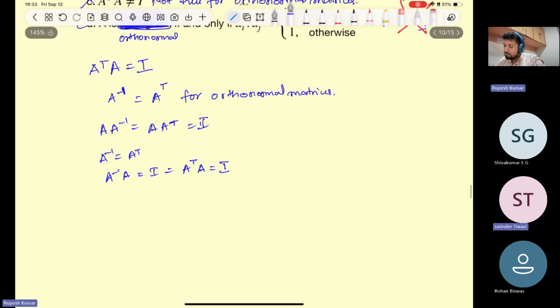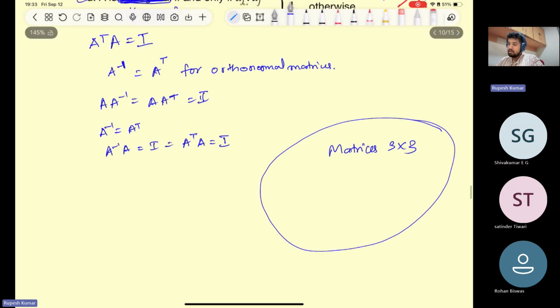So you have a set of matrices, right? Let's say a set of matrices of dimensionality 3 by 3. This is a set of matrices. In that set, you get a set of orthonormal matrices, right?